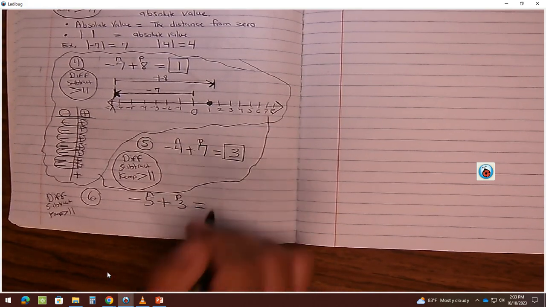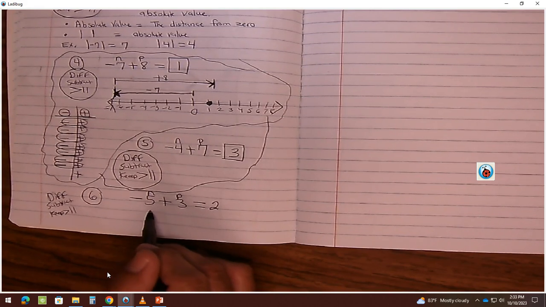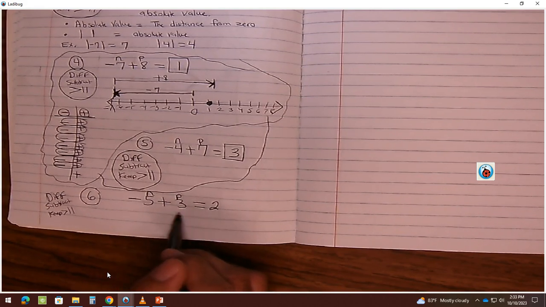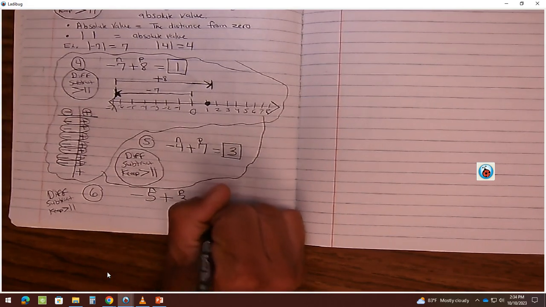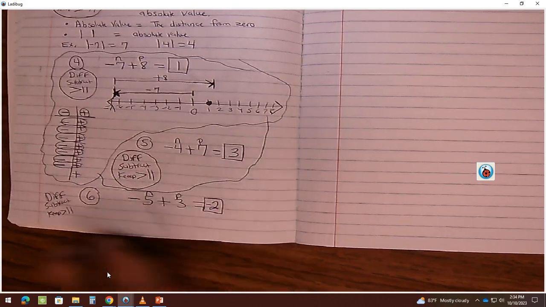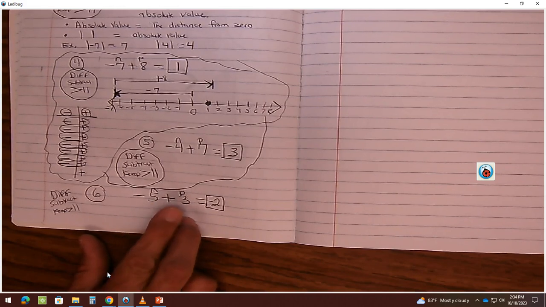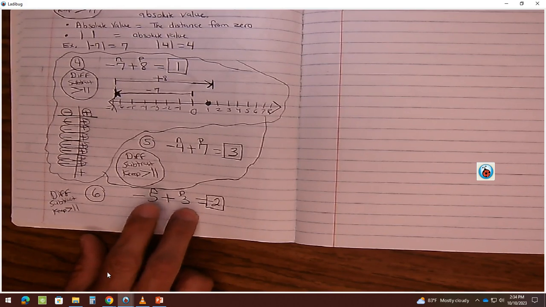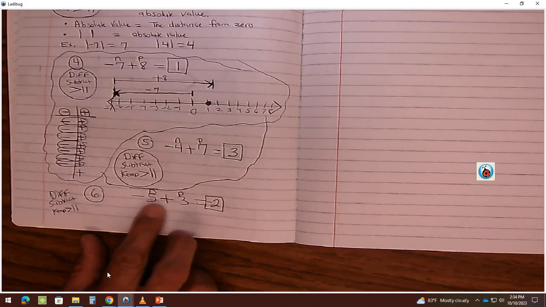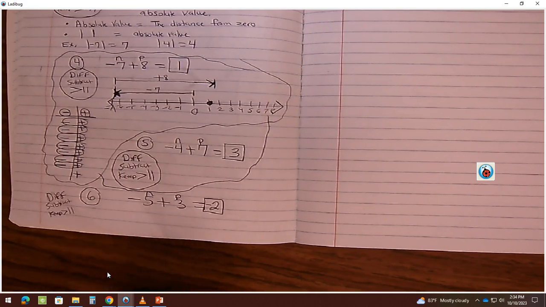So 5 minus 3 would be 2. And the absolute value of -5 is 5. The absolute value of 3 is 3. So this time, -5 has the greatest absolute value. So that's why the answer is going to stay negative. Basically, this guy is farther from 0. So you won't make it to the other side because you are farther from 0 than the 3. So whomever is farthest from 0, that's the sign that we keep when we do diff, the rule number 2, diff. Okay?